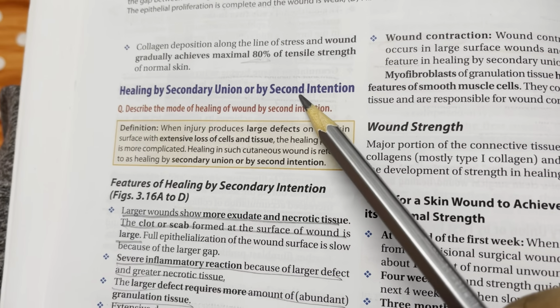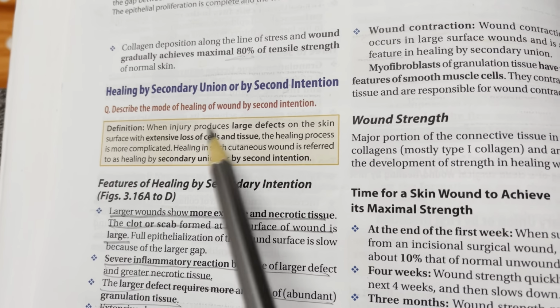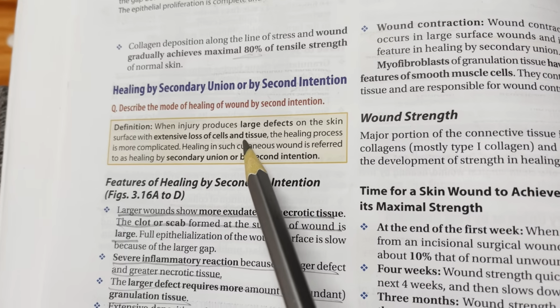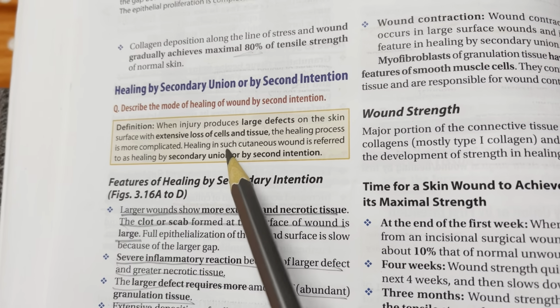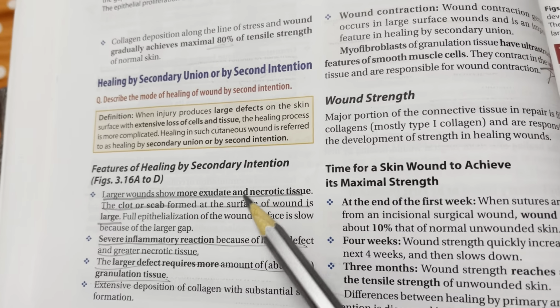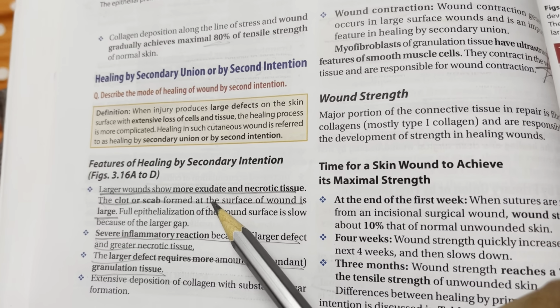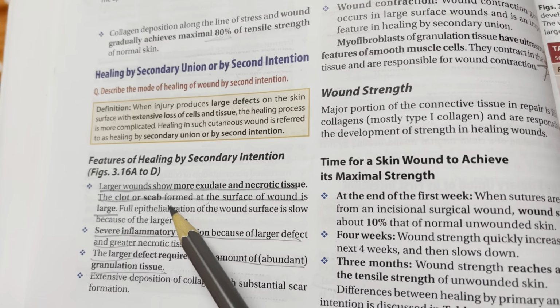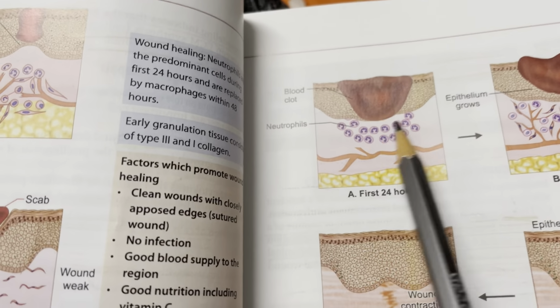Healing by second union or second intention. When the injury produces large defects on the skin surface with extensive loss of cells and tissue, the healing process is more complicated. Healing in such cutaneous wound is referred to as second union or second intention. So first, larger wounds, they show more exudate and necrotic tissue. So the clot or scab formed at the wound is large.